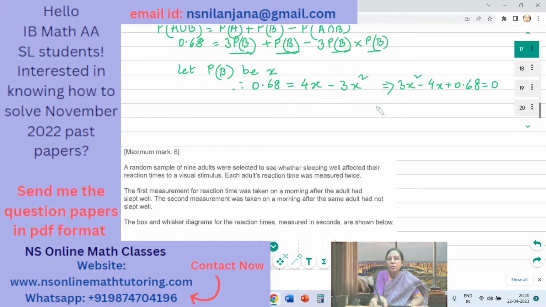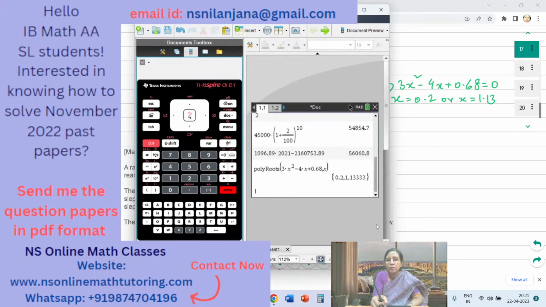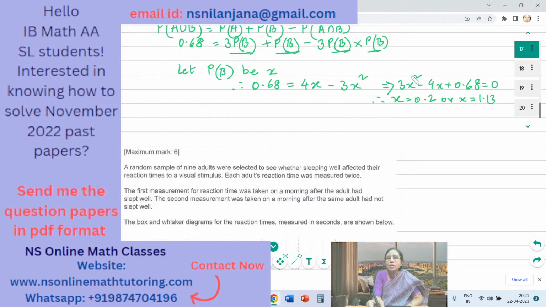Therefore, x equal to 0.2 or x equal to 1.13. But x is what? x is P of B. It is the probability, and probability cannot be more than 1. So we have to reject this. Okay. So therefore, P of B is equal to 0.2.